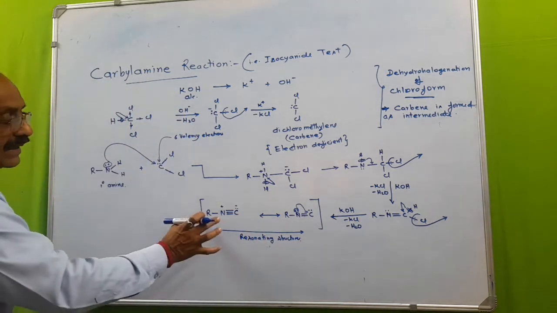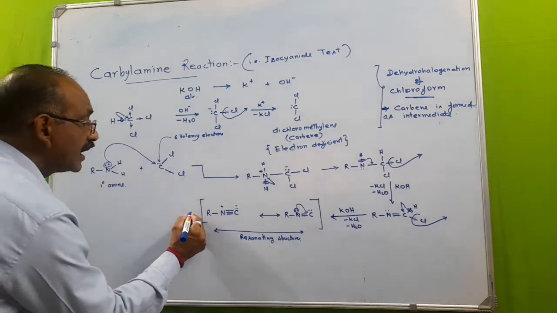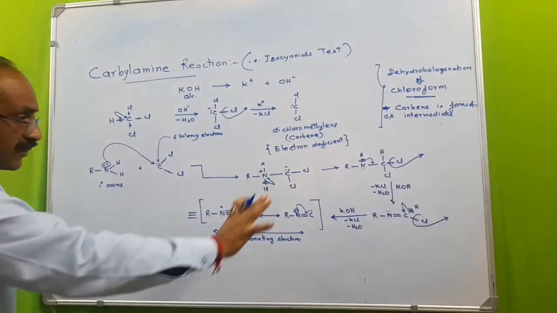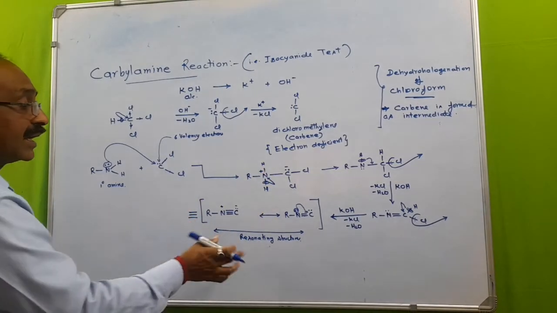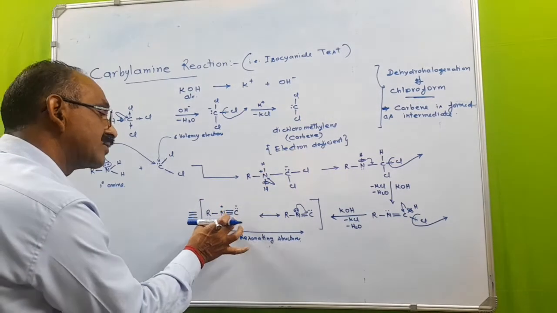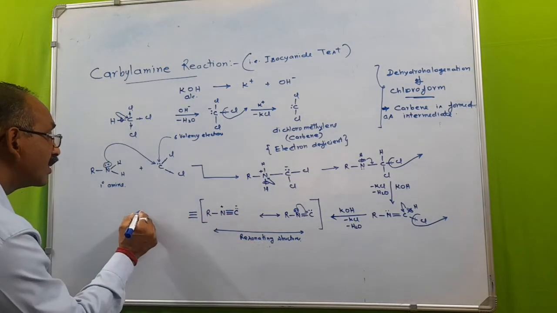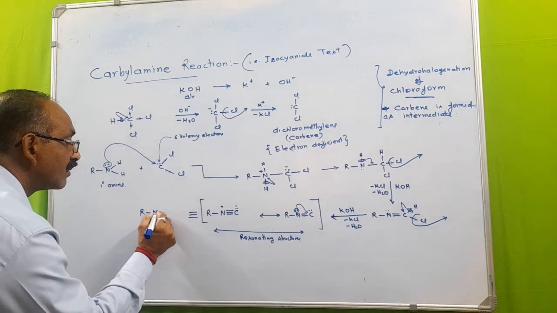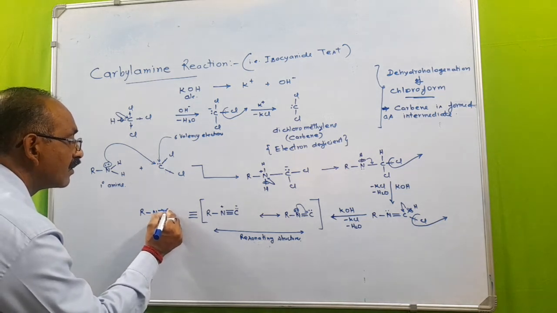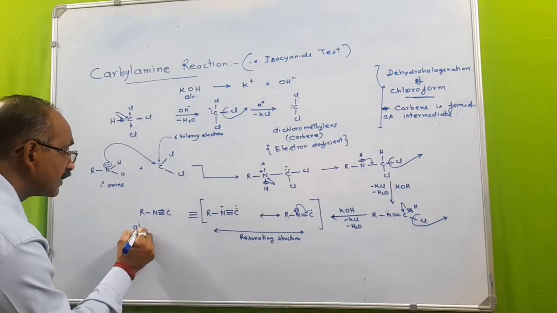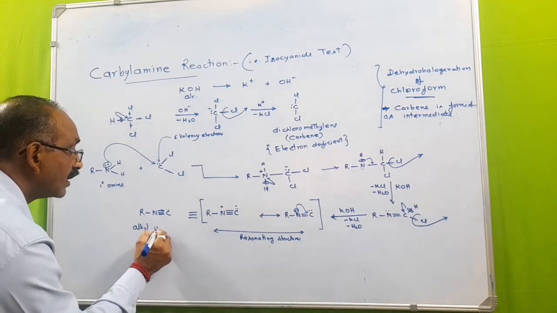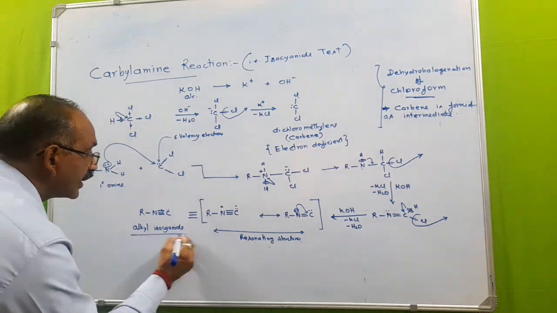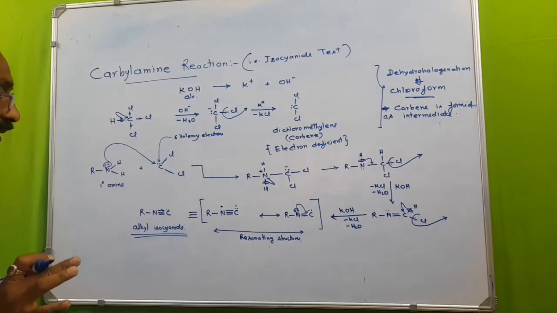Okay, and this one is our final product, alkyl isocyanide. So in this way we obtain the alkyl isocyanide. Either you may write the isocyanide in this manner, or you may write it here. This is alkyl isocyanide, obtained as the end product. Is it clear?